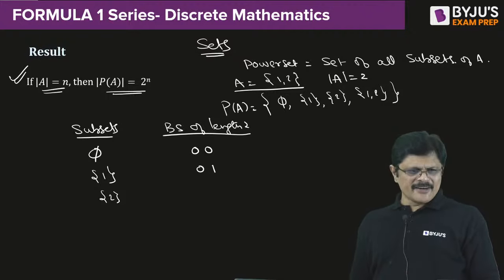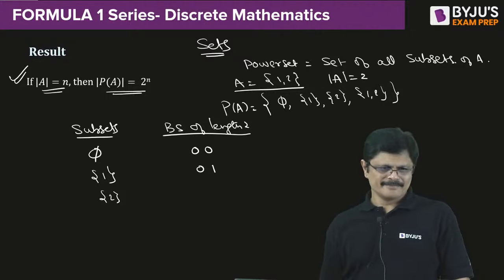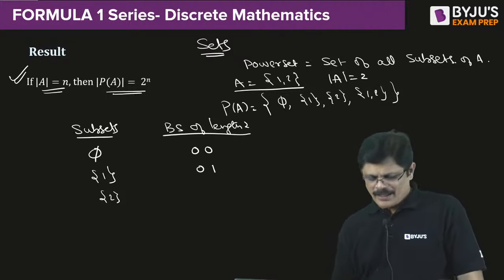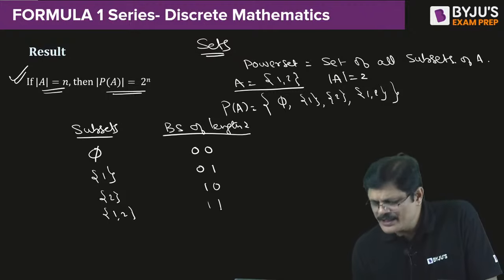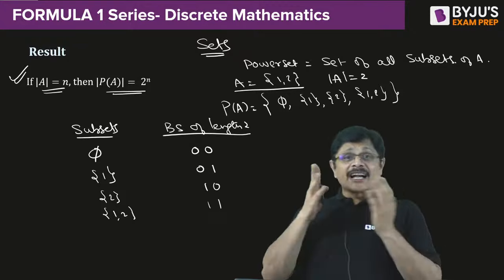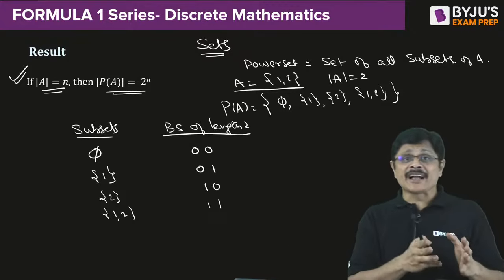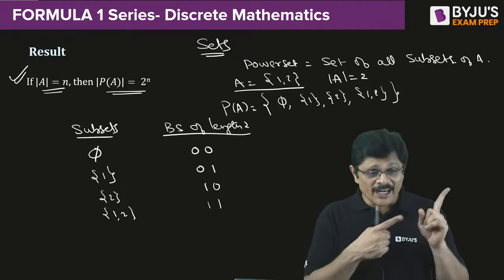For 2, what is the binary string? 1 0. And for 1, 2, the binary string is 1 1. See here, what actually happened is, for every subset I can write a binary string, and for every binary string I can write a subset. So what people understand is one-to-one correspondence. I already told you earlier.